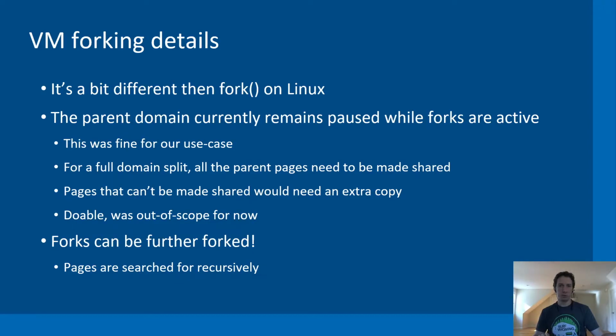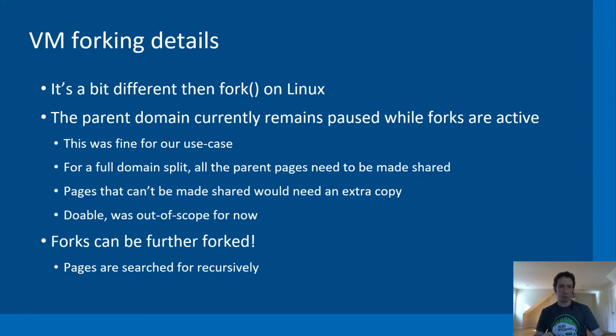It's a little bit different than forking on Linux or kernel same-page merging with KVM, in that there is currently no way for the parent VM to continue executing when you create a fork. This is primarily just because it was not our use case. For fuzzing, if the parent VM had to be paused, that's perfectly acceptable. And we didn't really want to spend the extra time to implement full domain splits, but it would technically be possible.